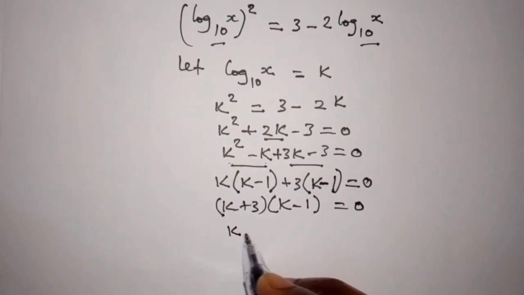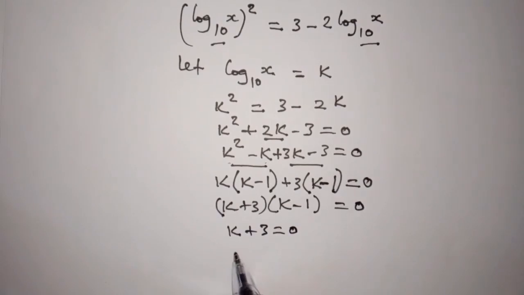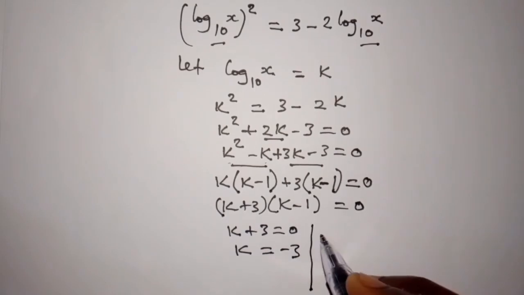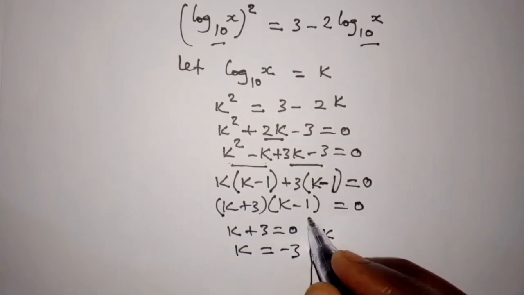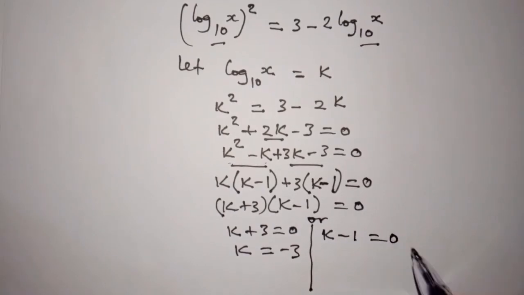k plus 3 is equal to 0, k is equal to negative 3. k minus 1 is equal to 0, k is equal to 1. So our k is equal to negative 3, or our k is equal to 1.